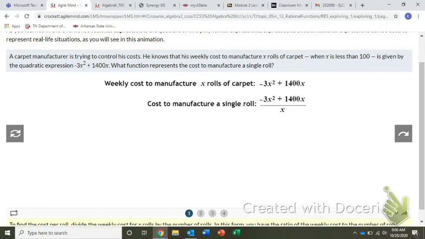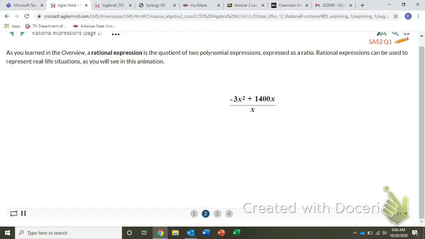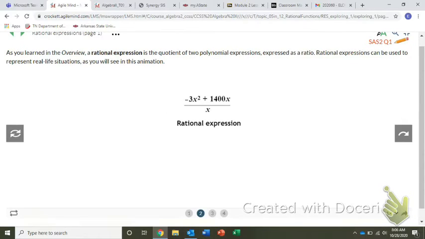Okay, so the cost to manufacture just a single roll. So we divide everything by x. If we hit step 2, it tells us that is a rational expression. That is because it is a quotient of two polynomials. So this is a polynomial up top. And this is also a polynomial. So it's the quotient because it is dividing and it is expressed as a ratio.